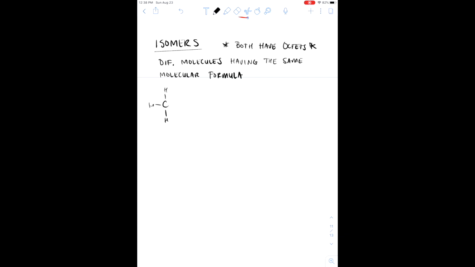And they both have octets. Okay, so if we're comparing two isomers, they'll have octets fulfilled in all of them.